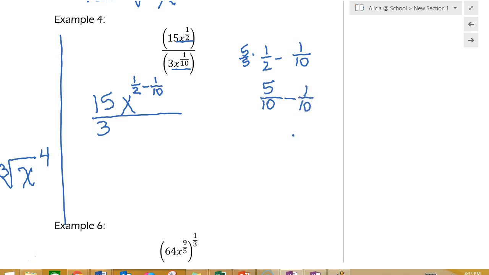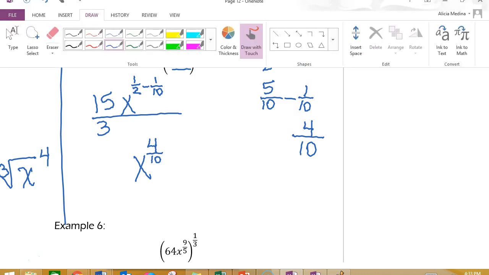Now my denominators are the same. I know that's not going to change. And 5 minus 1 is 4. So that's going to be my exponent for my x. So I have x to the 4/10. Oh, and actually, I can simplify that even more. So let me simplify that.